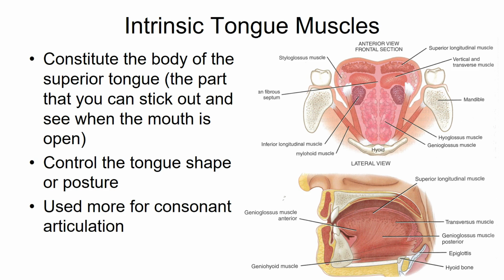The intrinsic tongue muscles make up the majority of the upper surface of the tongue, to the extent that the tongue looks a little bit like a mushroom, where it's got a thinner base that widens out at the surface of the tongue. These intrinsic muscles fill up much of that upper surface of the tongue. Intrinsic tongue muscles control the shape of the tongue or the posture of the tongue and are involved more in consonant articulations that require minor details of tongue position and posture rather than vowel articulations, which tend to be a little bit broader movements of the overall tongue.